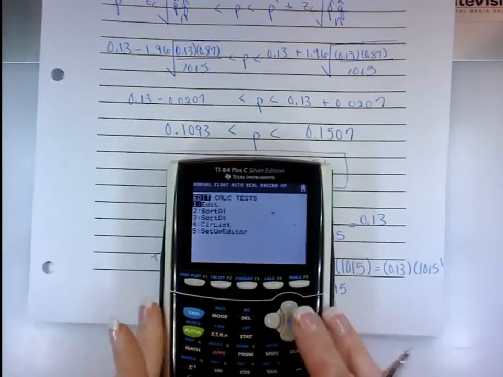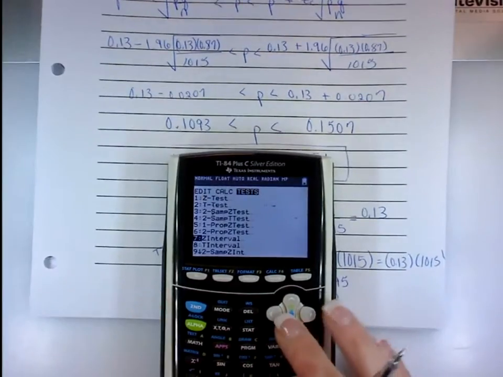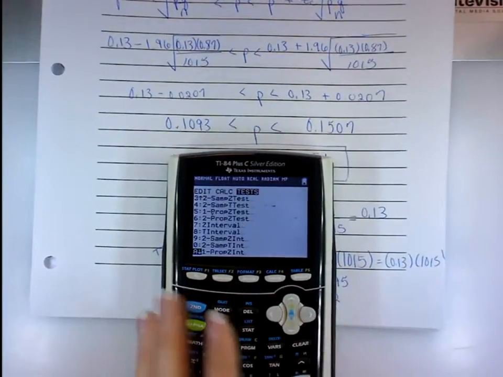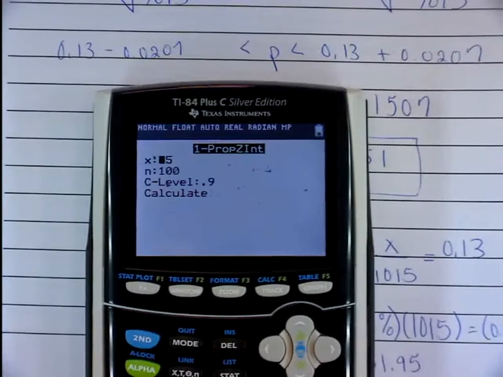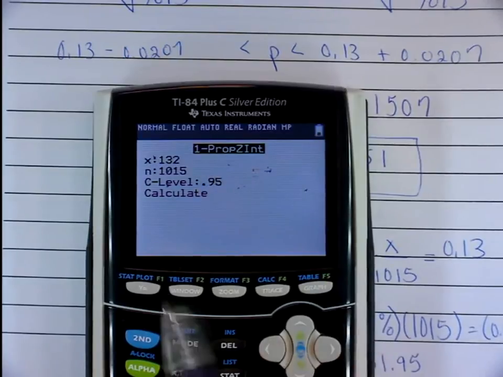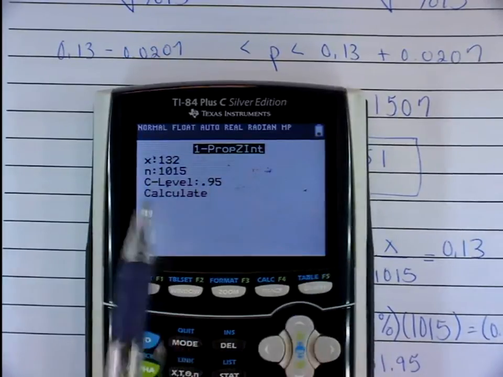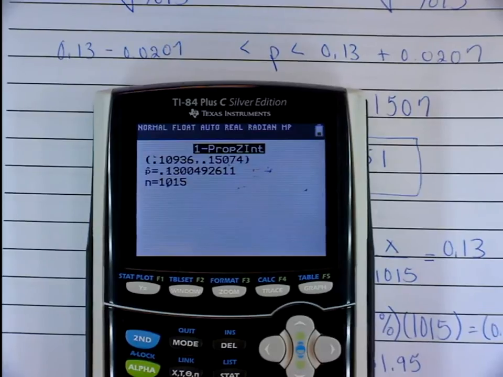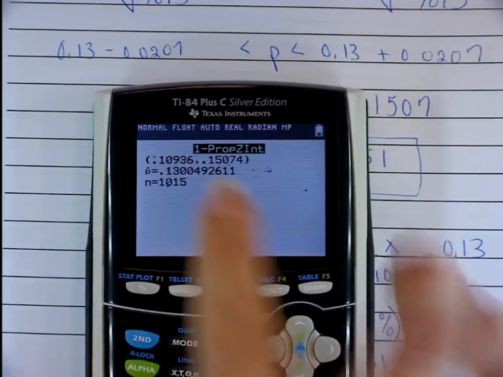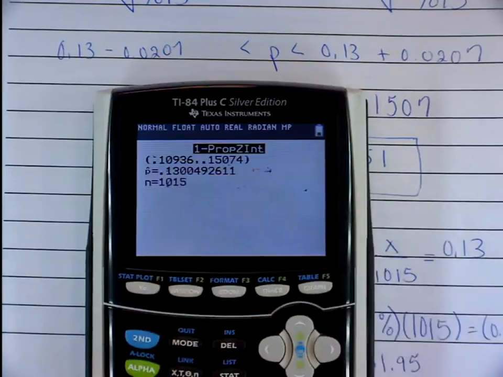So stat and test, and it's alpha A, 1-PropZInt. Enter. 132. 1015. If you put the x in as 131.95, it'll kick you out and say there's an error. So you have to put it in as 132. 0.109 to 0.151, which is the same as what we got with the formula by hand.